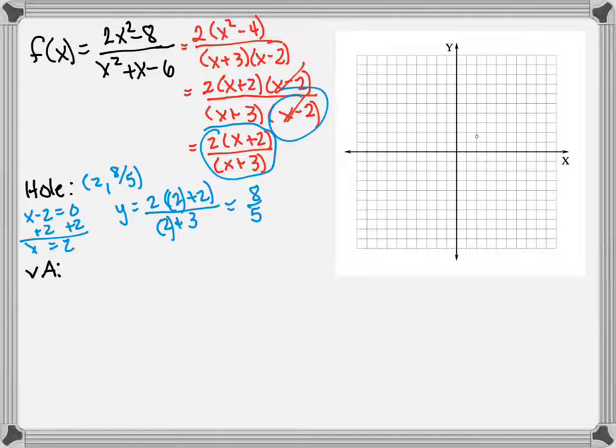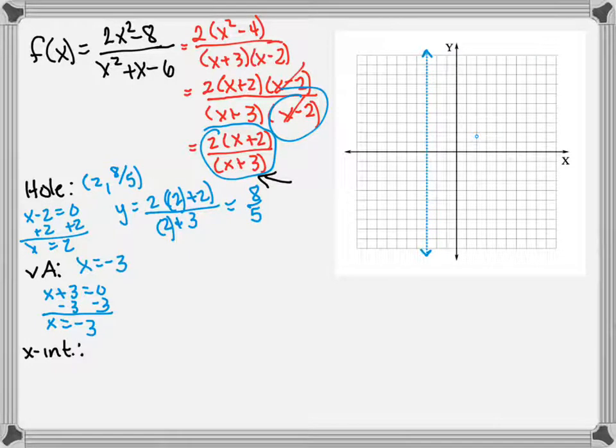Let's find our vertical asymptote. So we'll take our denominator, x plus 3, set it equal to 0. Solve for x. x equals -3. And that is our vertical asymptote. We can draw that in as a vertical dotted line. So x equals -3.